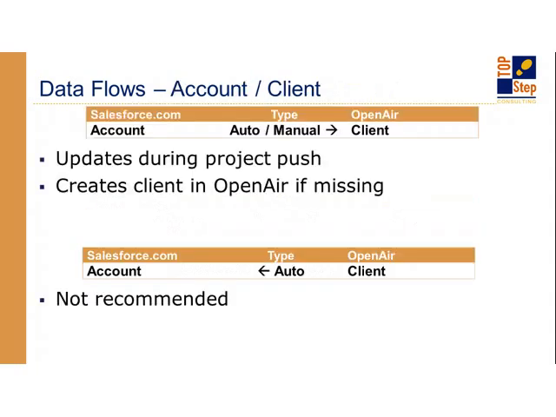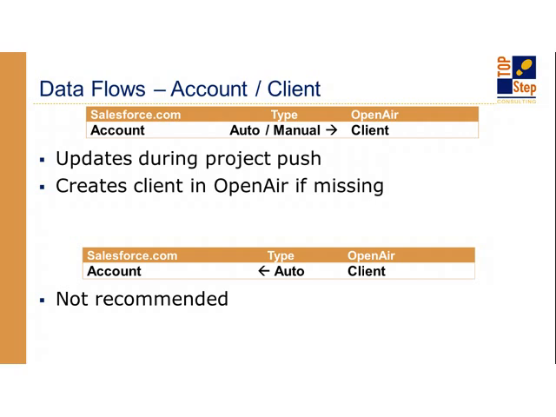All right, let's talk about the account client integration. Where you're going directionally from Salesforce to OpenAir. This is really built into the opportunity integration code. When you push an opportunity, part of that includes updating or creating the account. Okay, so when you initially create the opportunity, it looks for, hey, does this account or client already exist in OpenAir? If not, it creates a new one. If it does already exist, it updates it if any of the data is different.